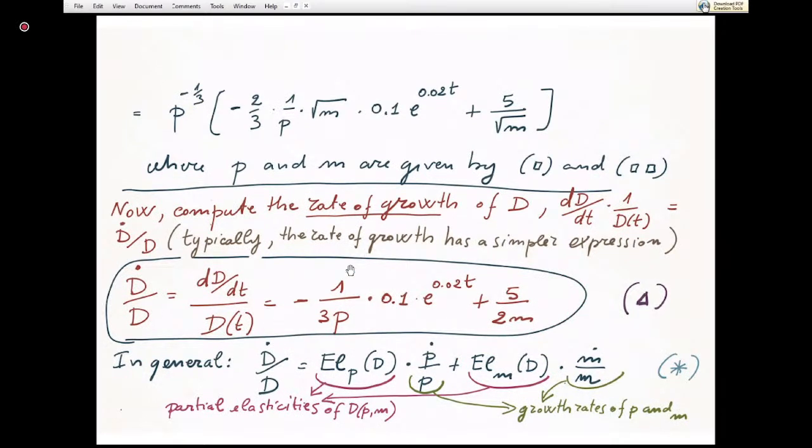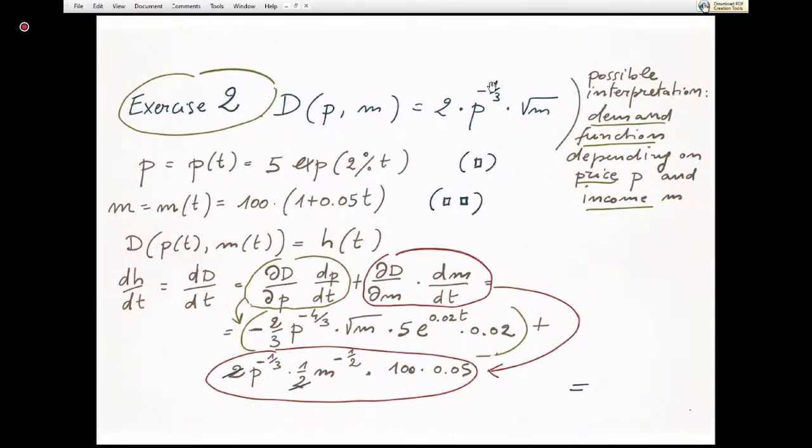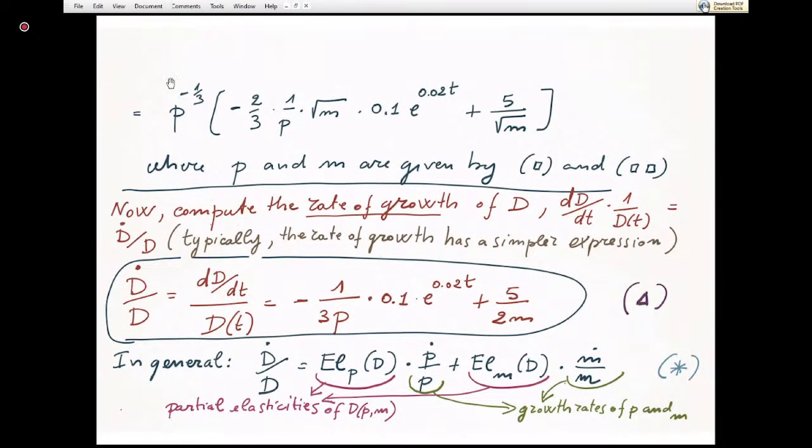Okay, so divide this by the function, which is this formula, 2 square root of m p to the power minus 1/3. Okay, this disappears, and you have in the denominator 2 times square root of m. So it becomes a lot easier here. It's minus 1 over 3p, square root of m disappears because it is in the denominator, times 0.1 exponential 0.02t, plus 5 over 2m. And this is much more reasonable.